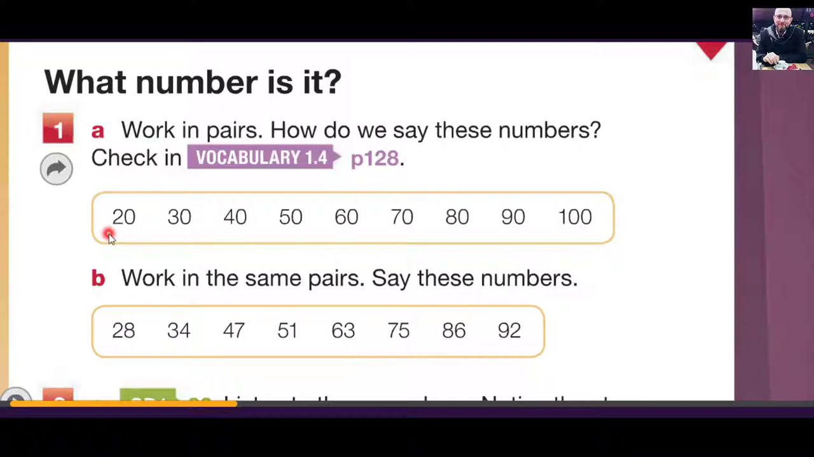So numbers 20, 30, 40, 50, 60, 70, 80, 90, and 100. So here you can say 100, you can say 100. It's okay. Before we move, let's just talk about it here, because it's very important.